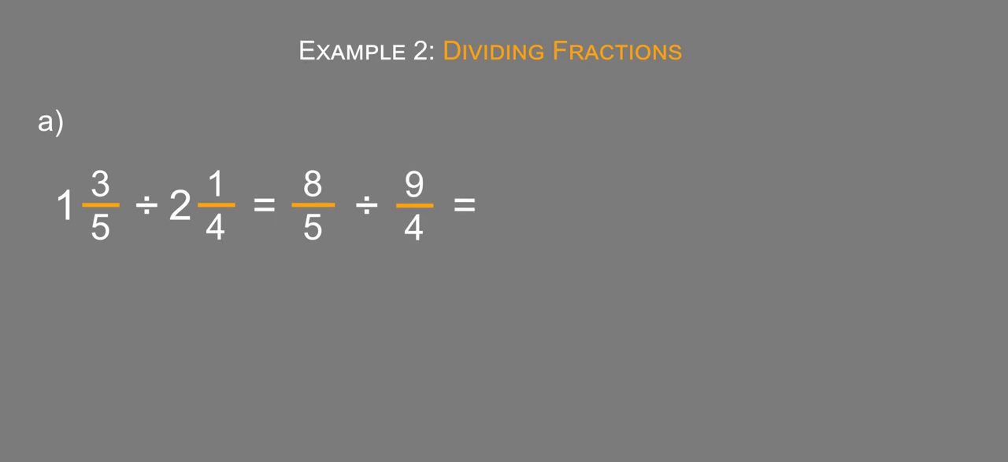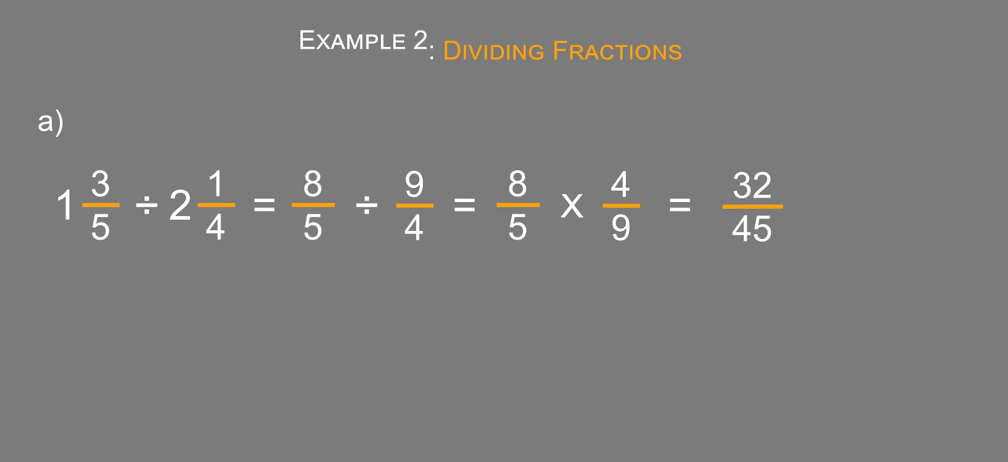We multiply by the reciprocal, 8/5 times 4/9. Then if we multiply across the top, 8 times 4 is 32. 5 times 9 is 45. And there are no common factors with 32 and 45, so we're done with that one. It is in simplified form.